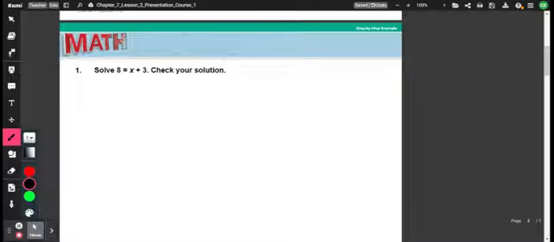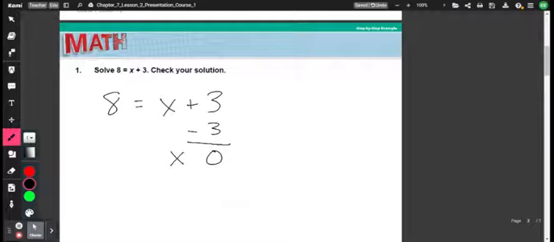For this example, we are going to say that 8 equals x plus 3. So we are going to do the opposite of our plus 3. We're going to subtract 3, because plus 3 minus 3 is going to give us 0, which will leave us with x. Then we are also going to subtract 3 from the other side, because what we do to one side, we have to do to the other side, which will give us 5. So x equals 5.